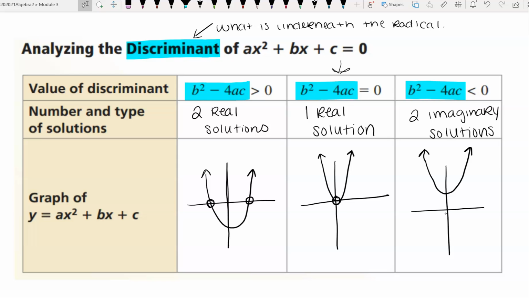Cool. So, again, 2 real solutions right here, 1 real solution right here, 2 imaginary right here.